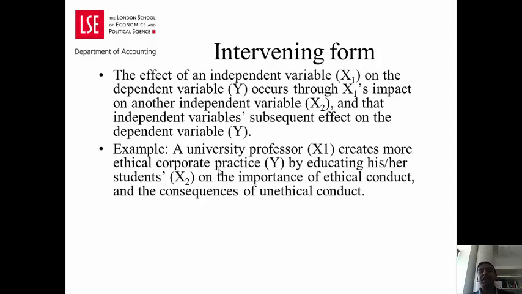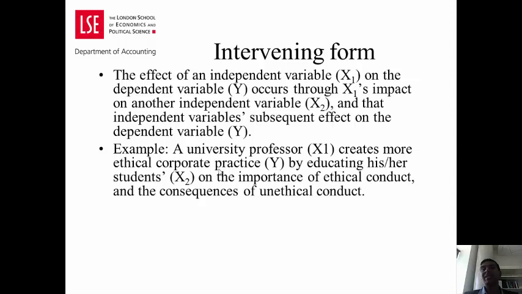The intervening form is the second type of contingent variable form. Here, the effect of an independent variable impacts another independent variable, and that then impacts the final dependent variable. So X1 might affect Y through X2 and not on its own. Without X2, X1 might not be able to affect Y. For example, a university professor, say the teaching quality of a university professor, might be X1. The professor ultimately wishes to create ethical corporate practice. That's the outcome.